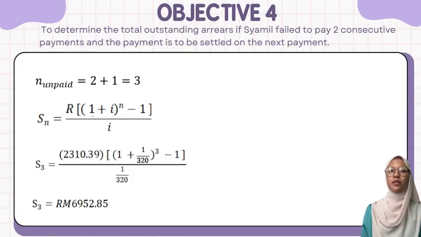Objective 4. To determine the total outstanding arrears if Syamil failed to pay 2 consecutive payments and the payment is to be settled on the next payment. First, we will find N unpaid. N unpaid equals 2 plus 1. N unpaid equals 3. Now we will use the formula of Sn equals R multiplied by in bracket 1 plus I to the power of N minus 1 over I. S3 equals 2,310.39 multiplied by 1 plus 1 over 320 to the power of 3 minus 1 over 1 over 320. S3 equals 6,952 ringgit and 85 cents.